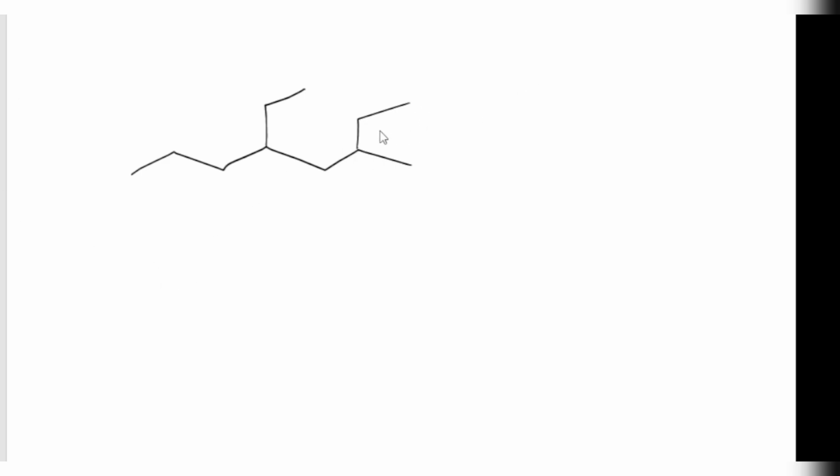I have to identify the principal chain, which is 1, 2, 3, 4, 5, 6, 7, 8. Now at the 3 position, one methyl group is there, and at the fifth position another alkyl group is there. Suppose I write it as another carbon chain, that is propyl. This is not ethyl, it is propyl, because it contains 3 carbons, 1, 2 and 3.